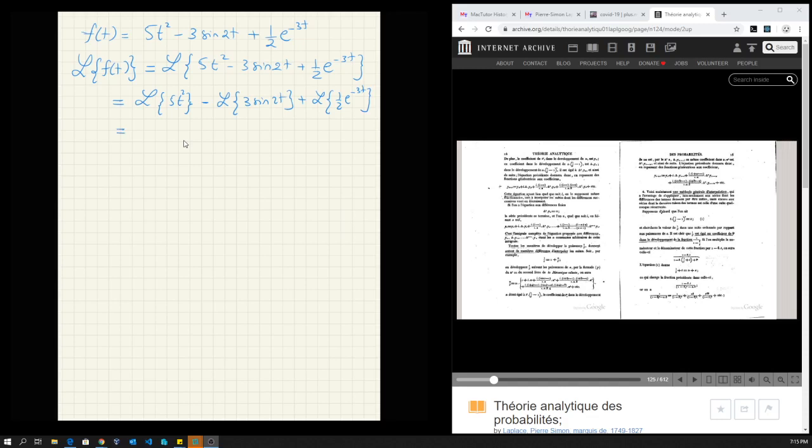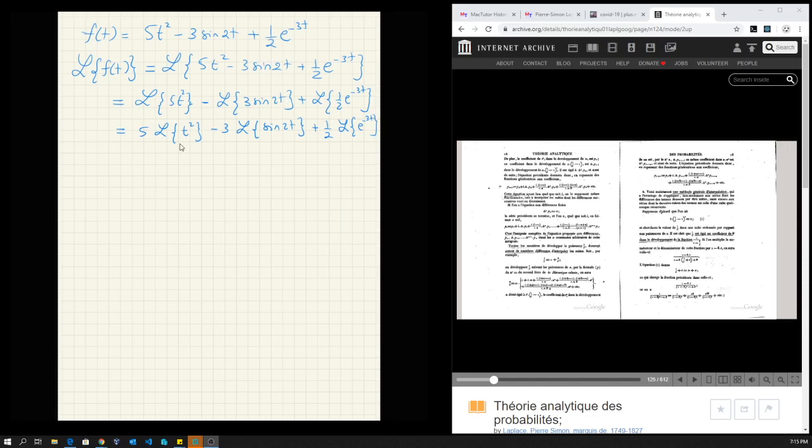Then I use the second property from that, which tells me that I can bring out constant multiples. So I can write it as 5 Laplace of t squared minus 3 Laplace of sine 2t plus 1/2 Laplace of e to the negative 3t. Now, you could have jumped straight to this. I just showed you basically how I'm using the two rules separately. But once you've seen it once, you don't have to do this over and over. You just go straight from here to there.